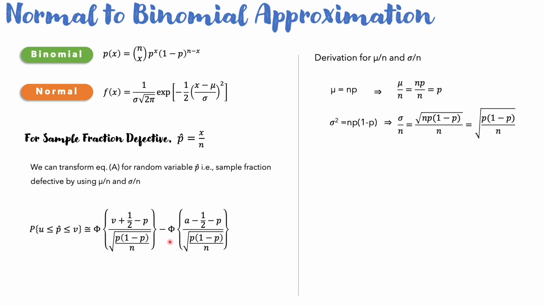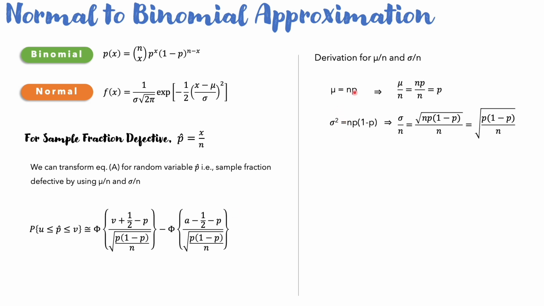Okay, and similar is the case for the next equation. It was a for the next term, so it was a minus 1 over 2 minus np divided by the square root of np times 1 minus p. So we divide both by n, and this is what we get. So the derivation is like this. This is the derivation for this one and for this one as well.